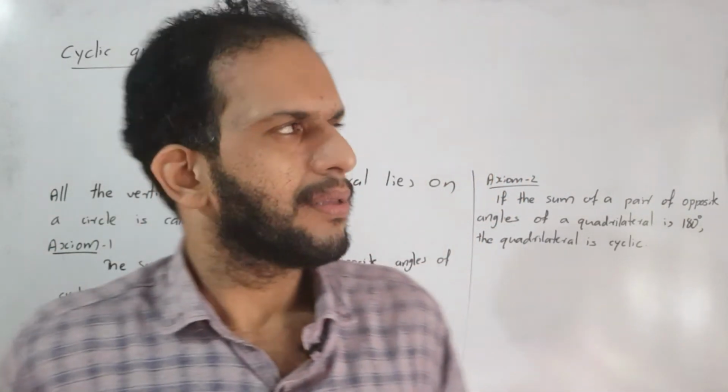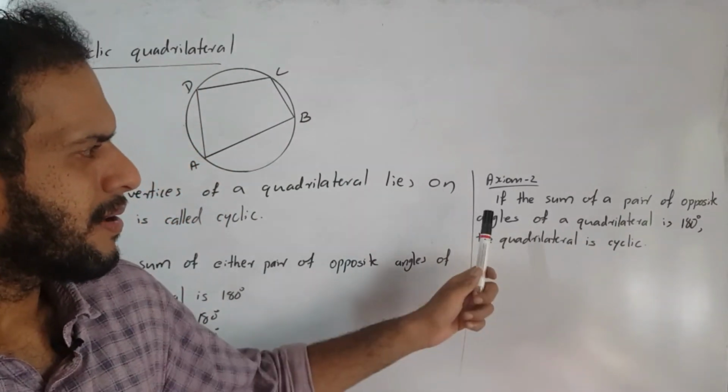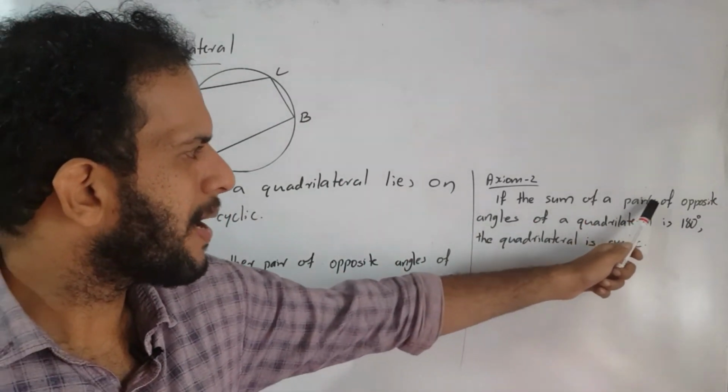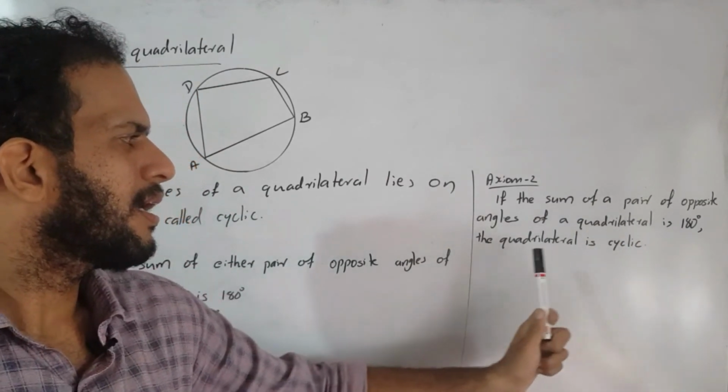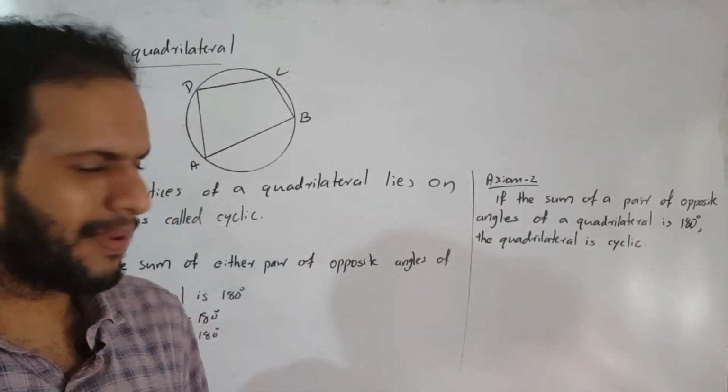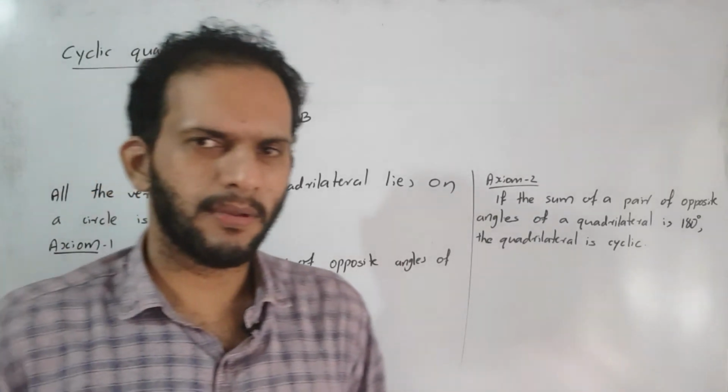Okay, the second one is like this. If the sum of a pair of opposite angles of a quadrilateral is 180 degrees, the quadrilateral is cyclic. That means it is just the opposite of the first axiom.